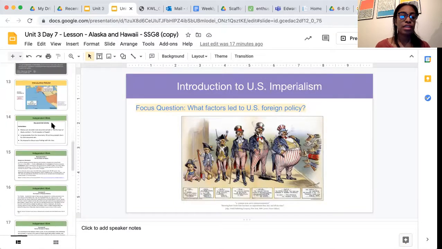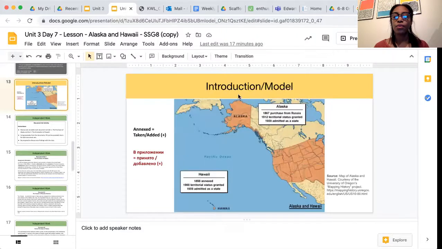So if we take a look here, we see on this map that in Alaska and Hawaii, you have Alaska is purchased from Russia and it eventually becomes a state. For Hawaii, Hawaii is annexed and then it is admitted as a state. When we purchase something, we're buying it, right? And if, for example, I go to the grocery store and I pay $1 for a chocolate bar, I get a chocolate bar. And here you can see that annexed means taken or added to.